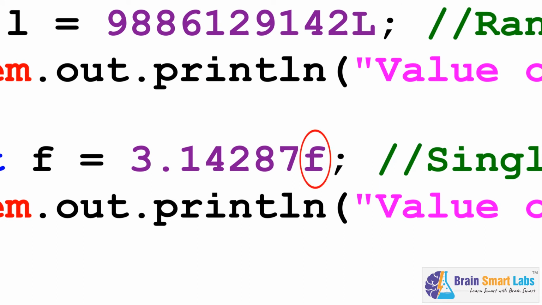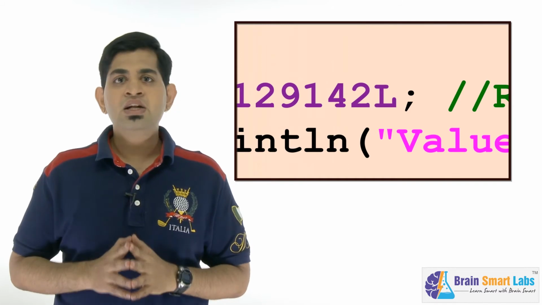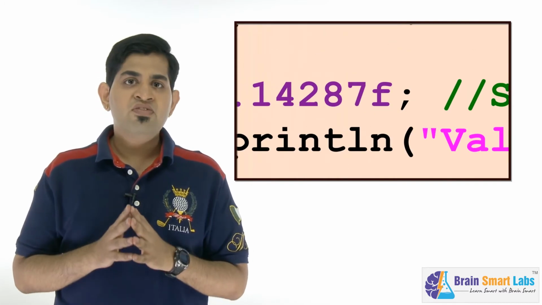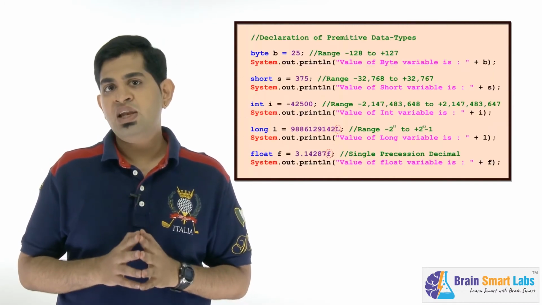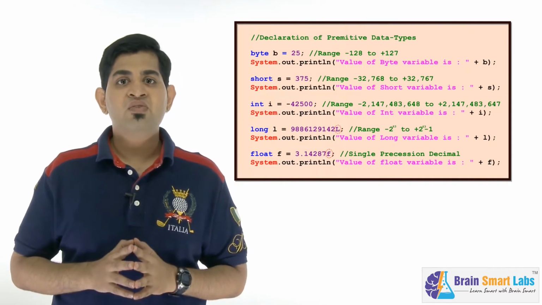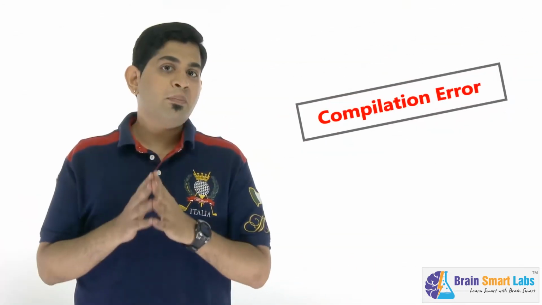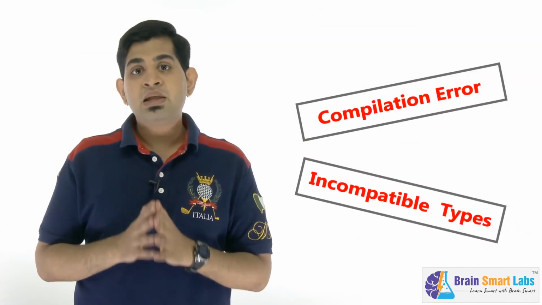as shown here. Suffixing capital L to a long value and a small f to a single precision floating point value is compulsory while feeding the values for its variables. The suffix added helps the compiler and the JVM to differentiate these values from the other int and double values respectively. If you miss the prescribed suffixes, you will get a compilation error stating incompatible types.